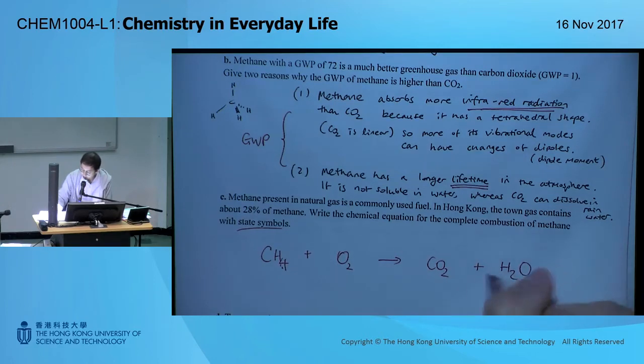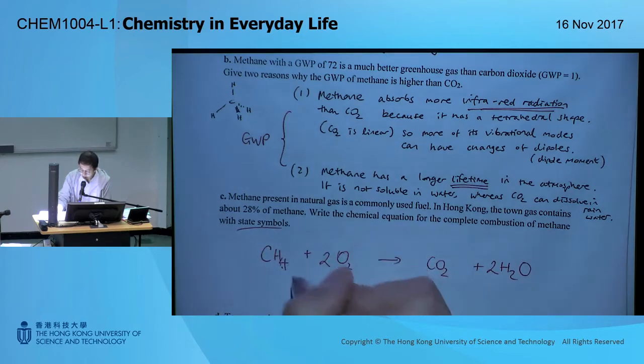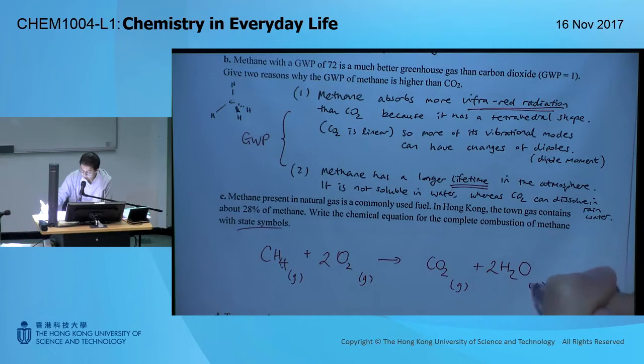So firstly, let's take care of the hydrogen by putting a 2 in front of the water. And then we can come back to the oxygen here. There's now 4 oxygens on the right side, so that needs to be 2 O2 on the left side. Then we need to put in the state symbols. Methane and oxygen are gases, and it forms carbon dioxide as a gas, and water in this case is also formed as a gas. As you know, when you burn something, the water comes out as a vapor, rather than liquid water.